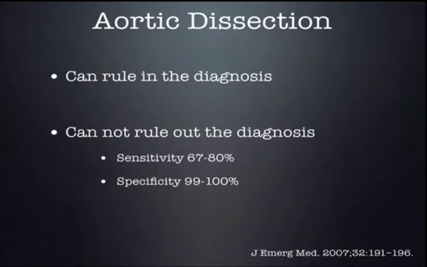Now, with regards to ultrasound evaluation for aortic dissection, we can certainly rule the diagnosis in, but you can see here that the sensitivity is only 67 to 80%. So you certainly cannot rule out the diagnosis. And as you'll see again here later, if you clinically think the patient has aortic dissection and the ultrasound is normal, you have to continue the workup with some other imaging modality.